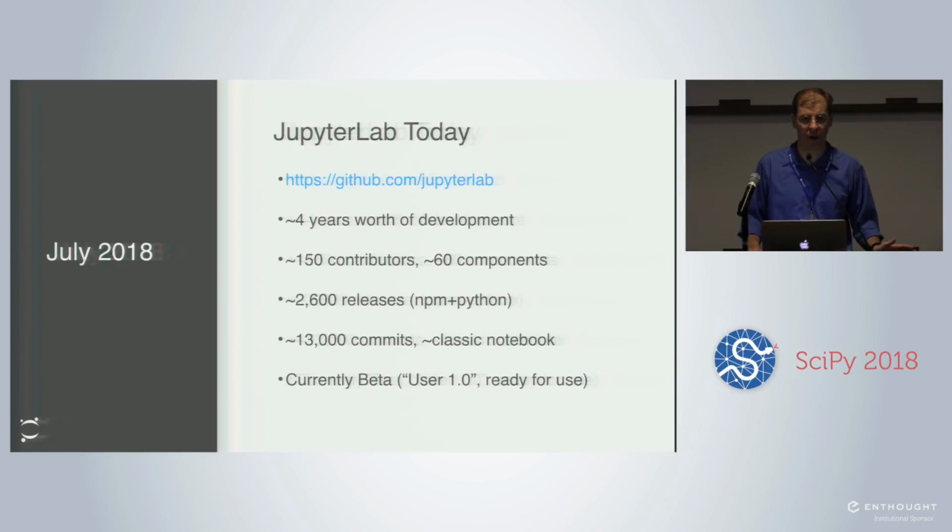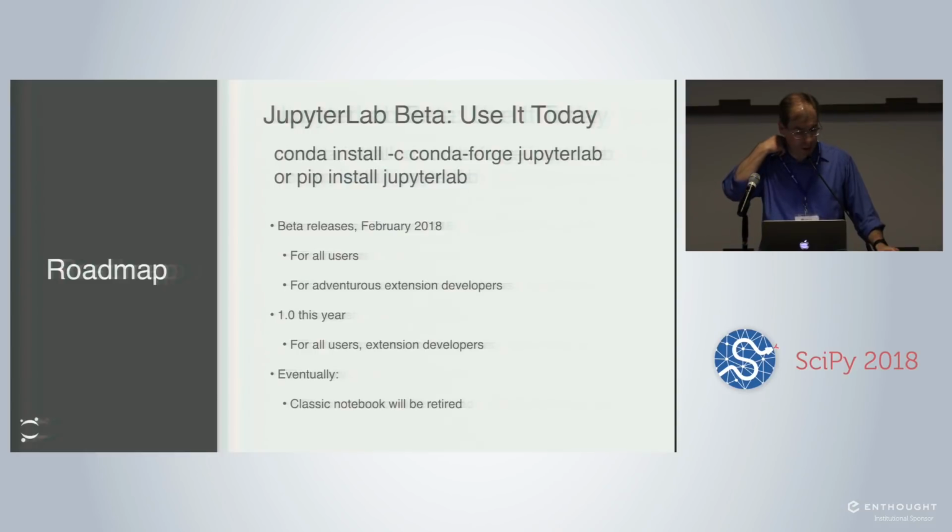To put this in perspective, the repo for the classic notebook has about 11,000 commits, so we're on par with the development of the classic notebook commit-wise. We're currently what we call beta, but what you should take away is user 1.0. This came in January or February: in February, we released what we call the JupyterLab beta series of releases.